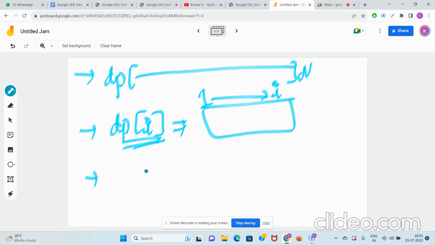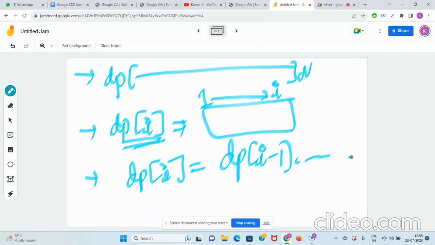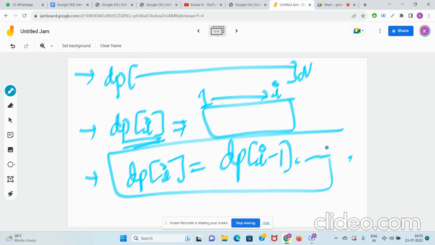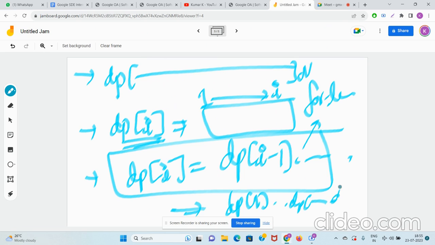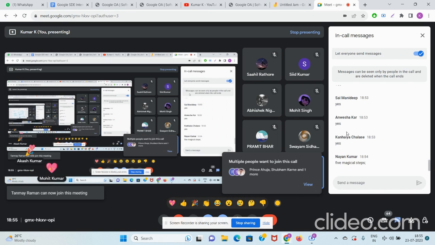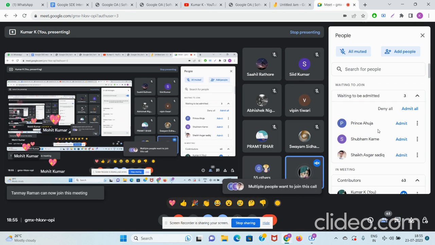Once dp of I is clear, try to make the formula for dp of I in terms of previous values, like dp of I minus 1, I minus 2, something like that. Once you know the recurrence formula, put it in a for loop. Once you have done this, you can calculate all the values from dp of 1, dp of 2 till dp of n. And common sense, the answer will be dp of n, which is nothing but the final answer to the question if the size of the array is n. Clear, guys? Clear.